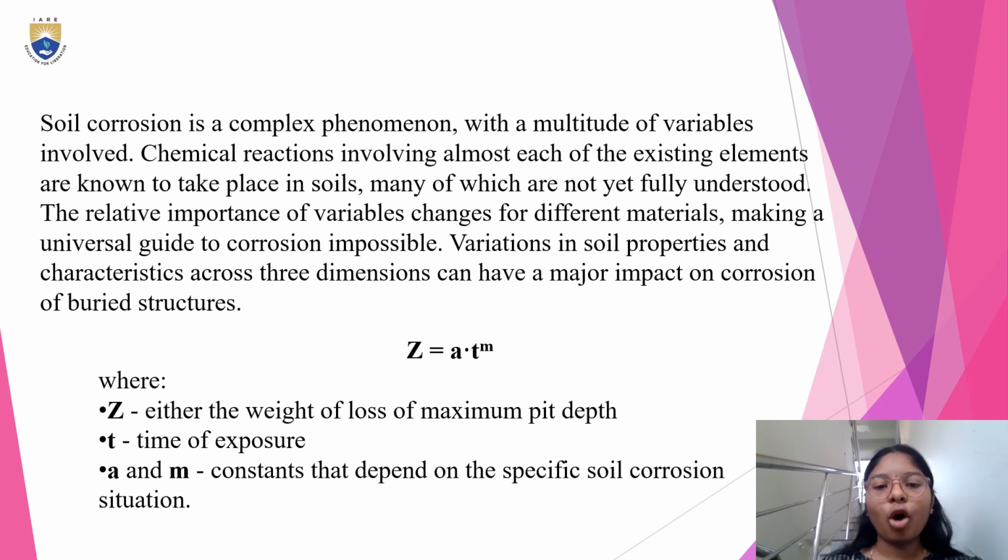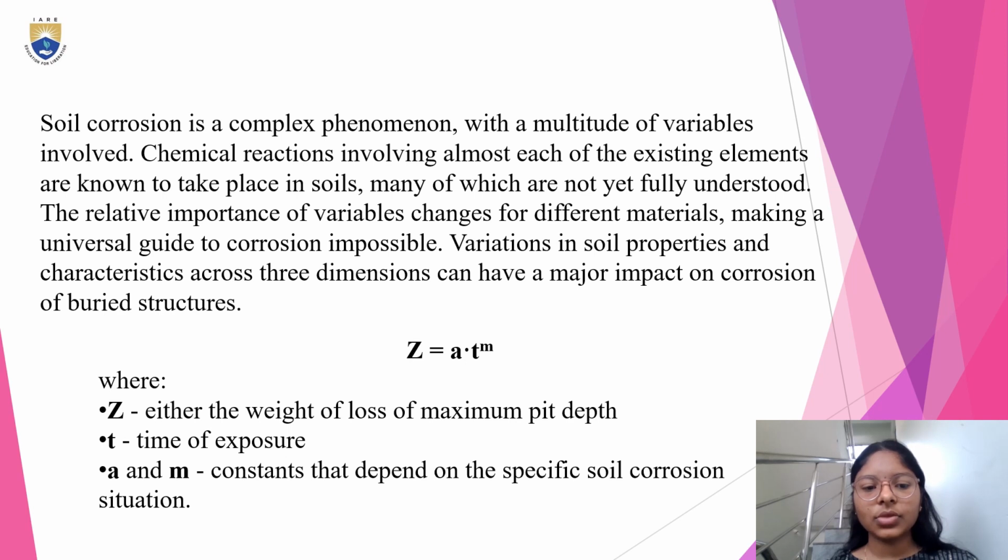Now we have a formula, that is Z = A × T^M, where Z is either the weight loss or maximum pit depth, T is the time of exposure, and A and M are constants that depend on the specific soil corrosion situation.